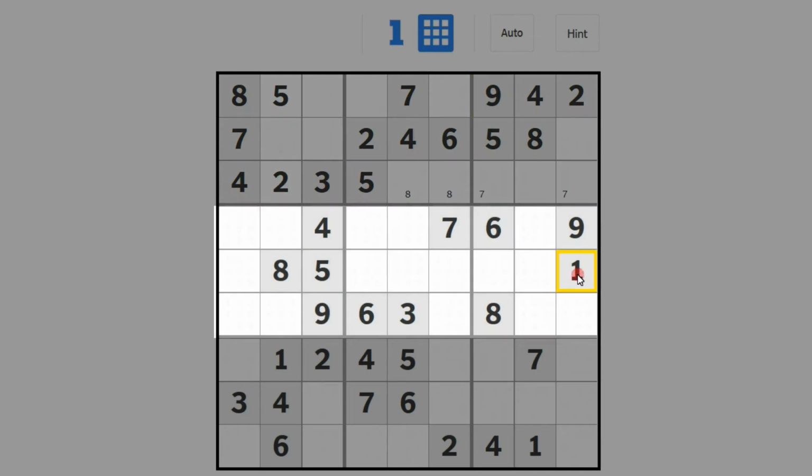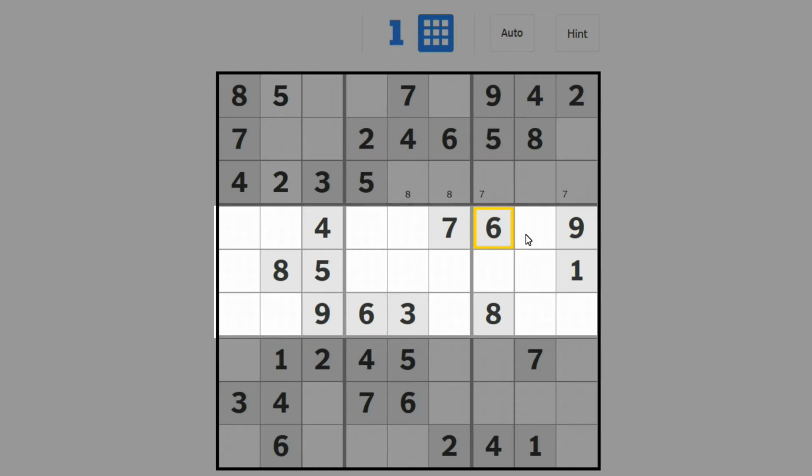Number 1 appears 1 time. Number 2 does not appear. Number 3 appears 1 time. Number 4 appears 1 time. Number 5 appears 1 time. Okay, now we have number 6. Number 6 appears twice, so we can work with the number 6.